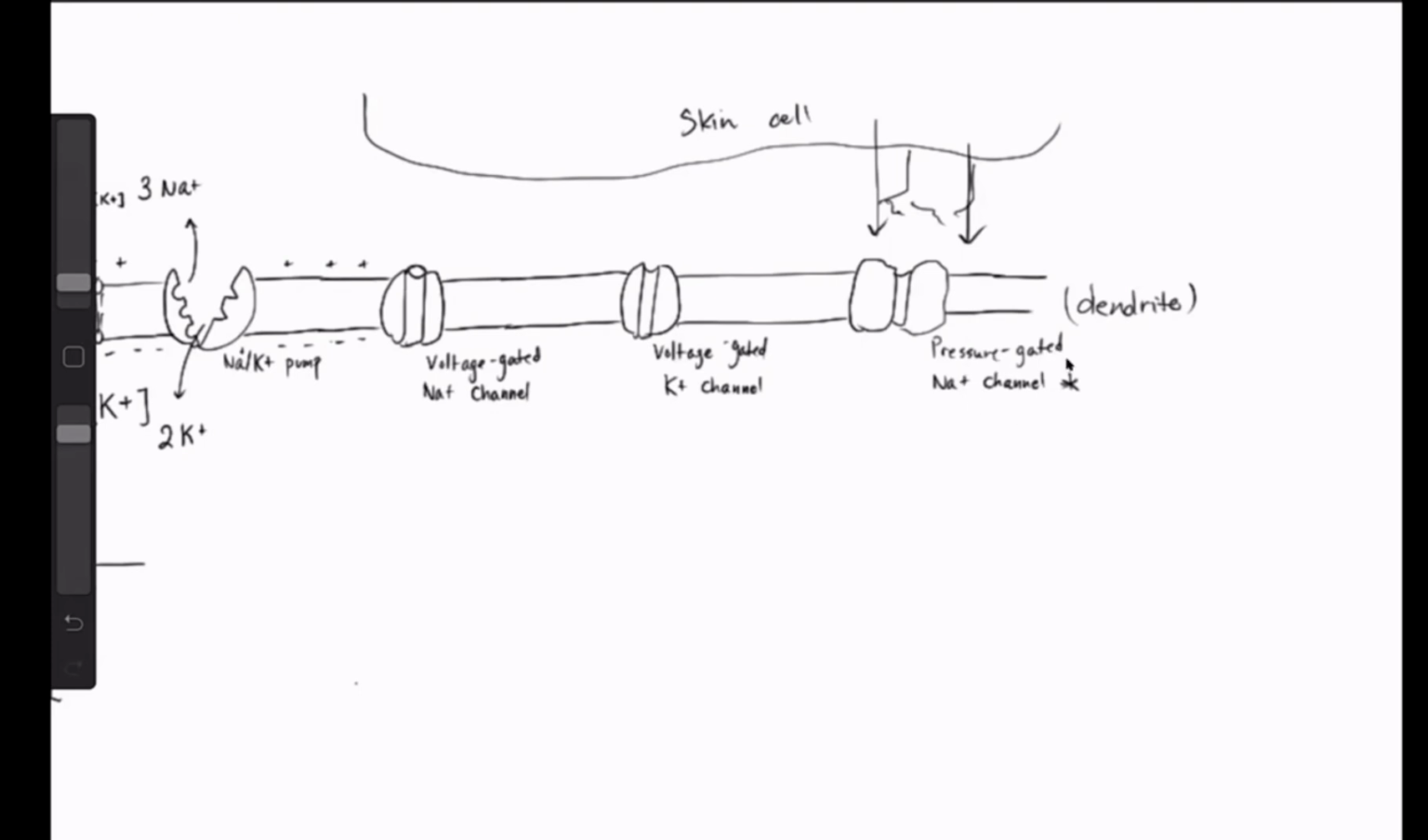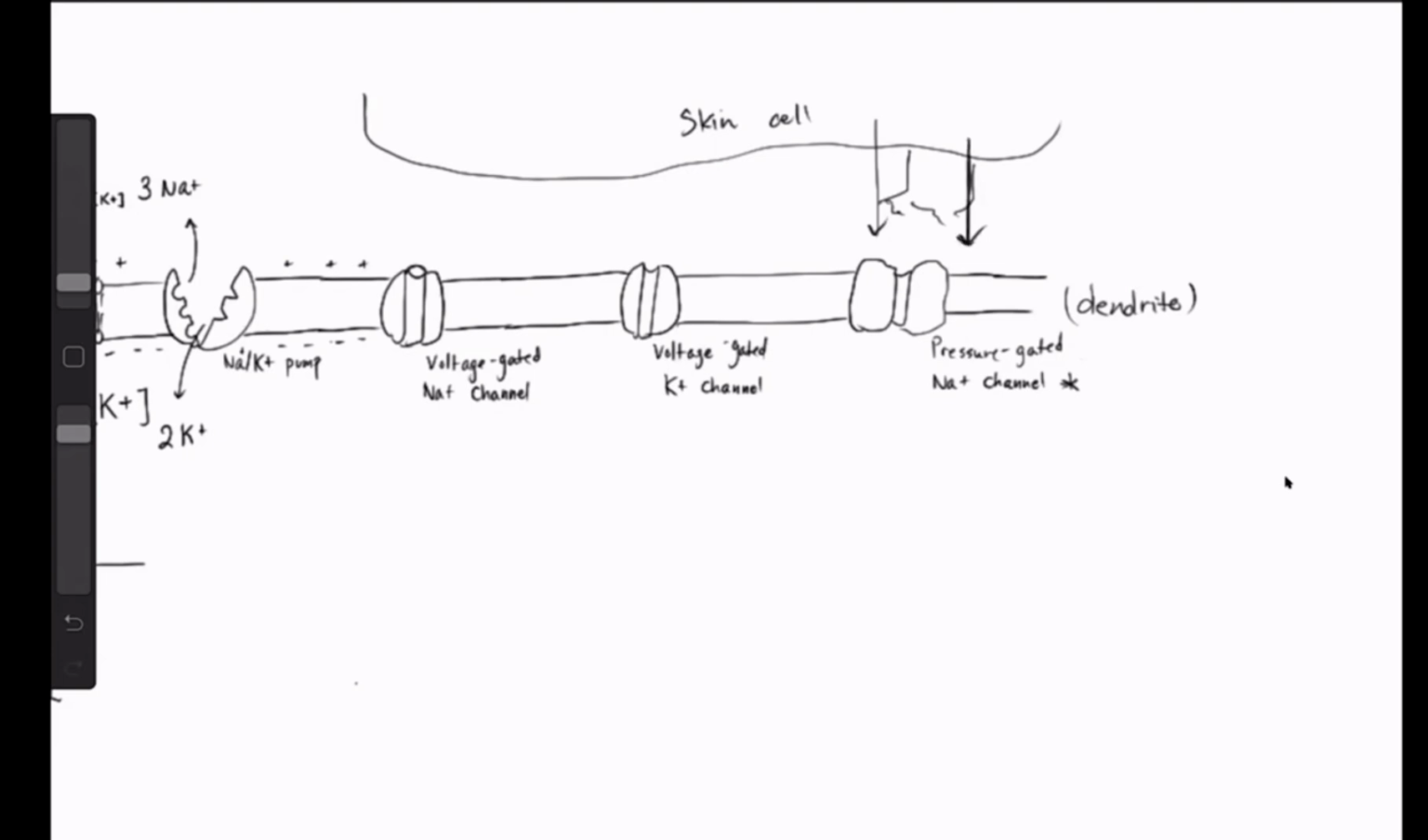the pressure-gated sodium channel. Now remember, this pressure-gated sodium channel is a channel that can open or close. And if it's open, it'll allow sodium to flux. If it closes, it won't allow sodium to move. But how is it gated? It's gated by pressure. Now let's think about what's going to happen.